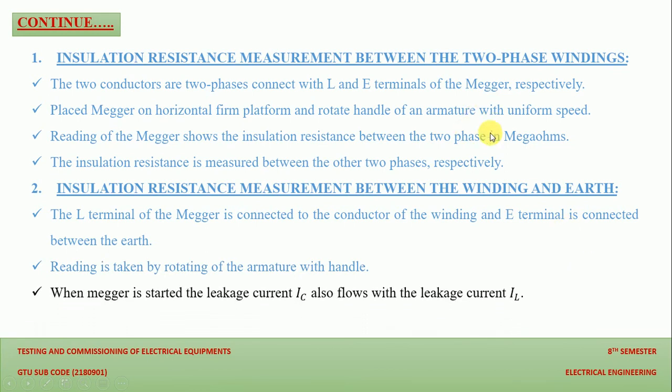The procedure is the same. The connection we have to keep in mind is that L must be connected to L and E must be connected to E. When the Megger is started, the leakage current IC flows. Why is this current called IC? Because it is like a capacitive current. A capacitor is a structure with a conductor, then a dielectric, then a conducting plate.